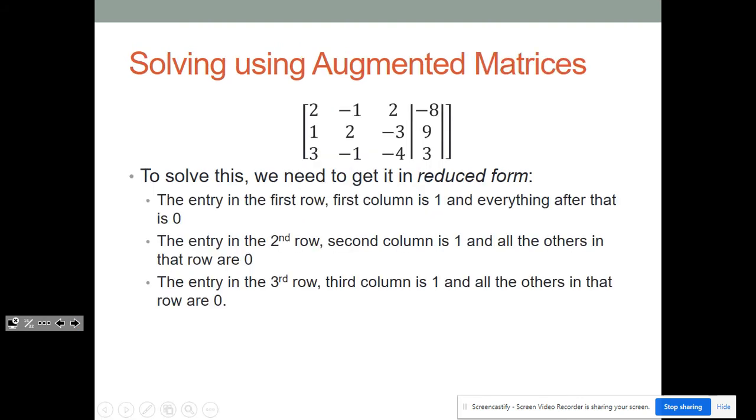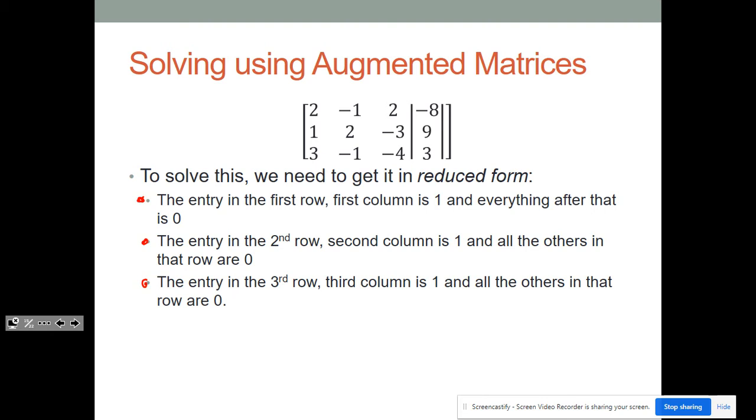Okay, so what we're going to try to do is we're going to try to get this in what's called a reduced form. All right, we're going to try to just do some things like multiplying, adding, subtracting columns, rows, to try to eliminate things. Okay, so reduced form, kind of three things here.